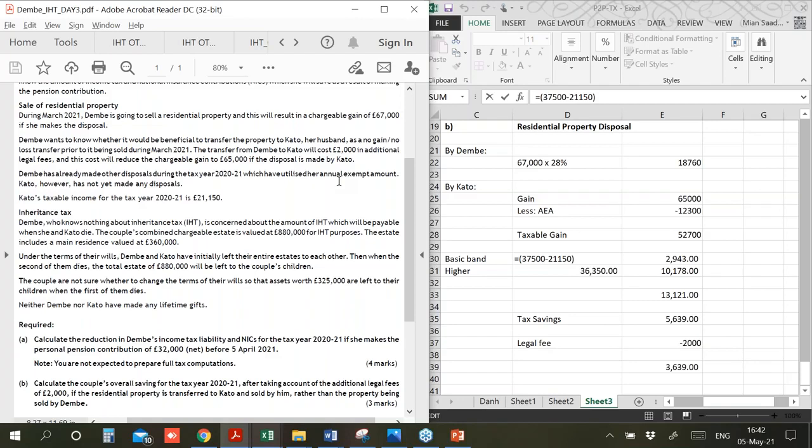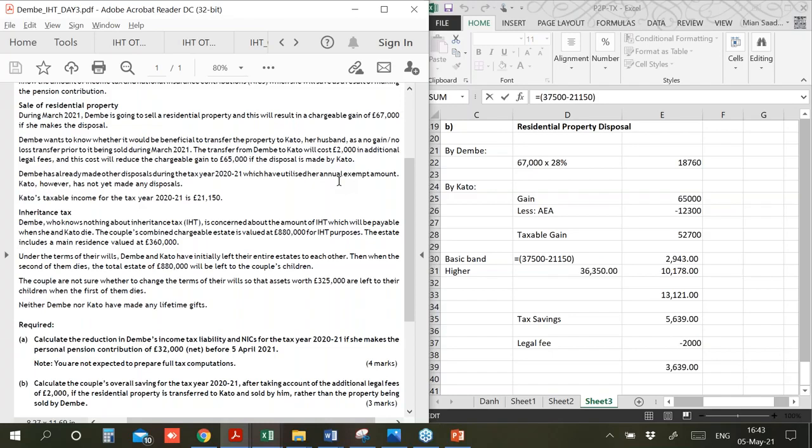The couple are not sure whether to change the terms of their wills so that assets worth 325,000 are left to their children when the first one dies. Neither Dembe nor Cato have made any lifetime gifts. Guys, if they have not made any lifetime gifts, it means both of them have their complete nil rate band available. Now you tell me, we have tackled that in the last question as well.